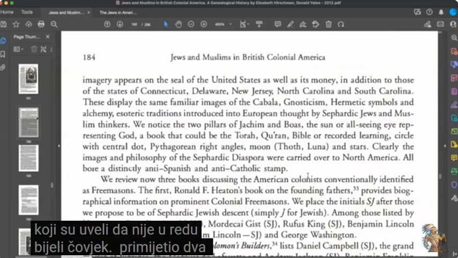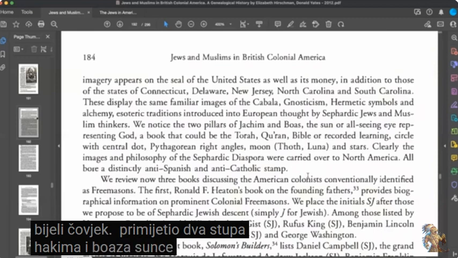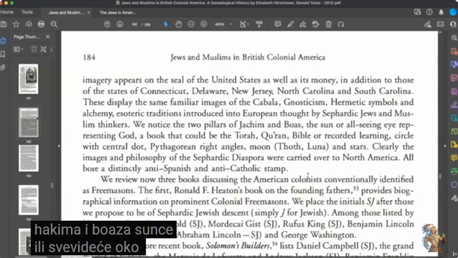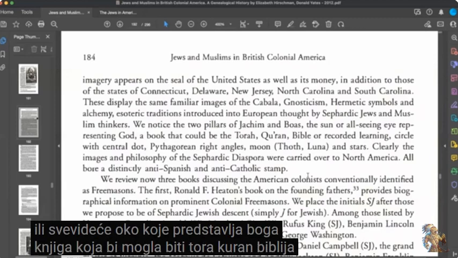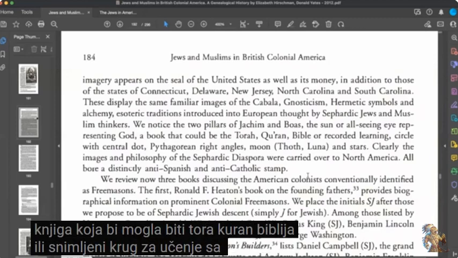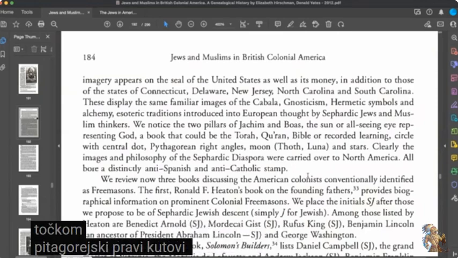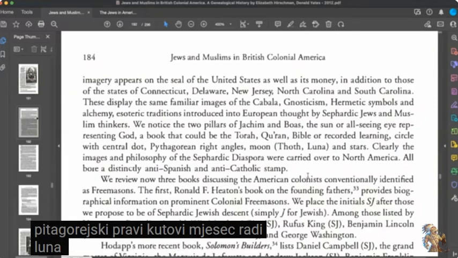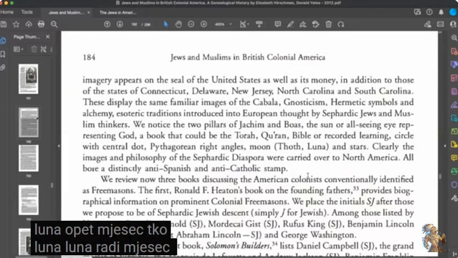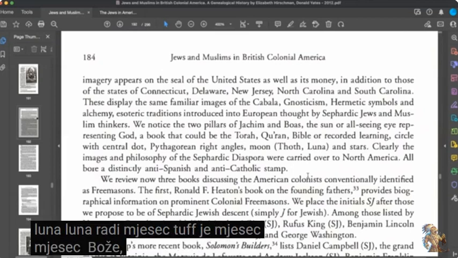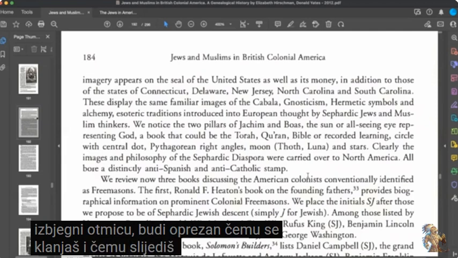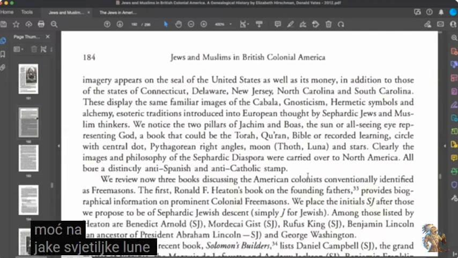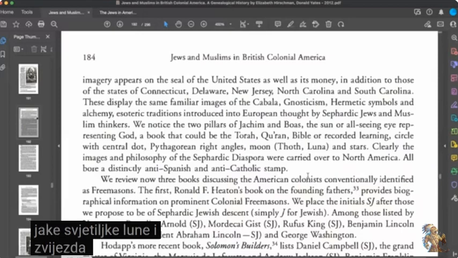We notice the two pillars of Hakim and Boaz, the sun or all-seeing eye, representing God, a book that could be the Torah, Quran, Bible, or recorded learning, a circle with central dot, Pythagorean right angles, the moon, Thoth, Luna. Thoth is the moon god. Dodge the hijack, be careful what you're worshiping and following, putting your power to. Thoth, Luna, and stars, the luminaries.